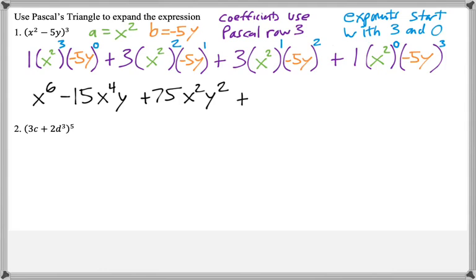And then for the last term, we have 1 times negative 5 cubed. Negative 5 cubed is negative 125, and multiplying that by 1 just gives us a negative 125. And then x squared raised to the 0 power is just 1, so that doesn't change the negative 125, and we don't need to put an x. And y cubed is y cubed. So there's a lot of simplifying there, but this will be our answer.